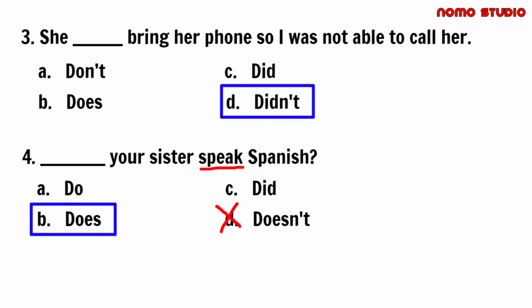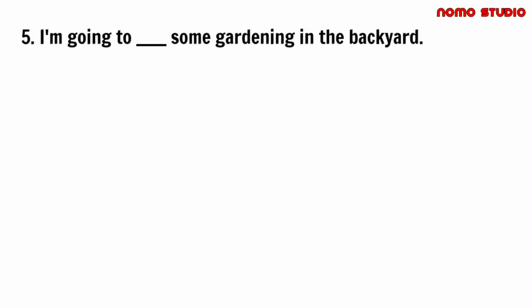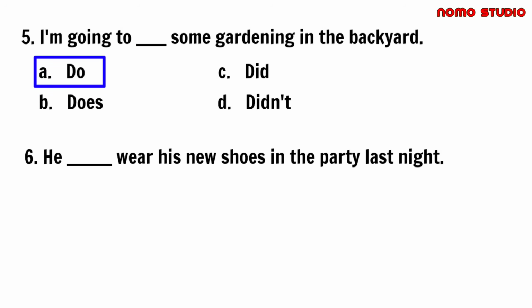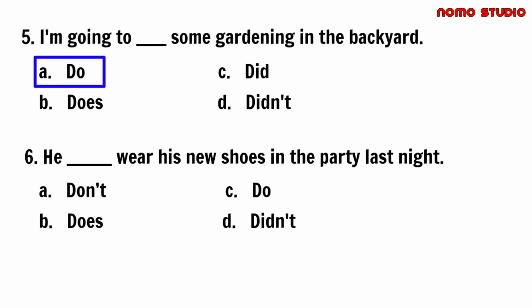And now let's proceed with question number 5. I'm going to blank some gardening in the backyard. Choose the letter that corresponds to your answer. In this sentence, we will use the verb do because it is used to indicate the action of doing something in the near future or in the nearest possible time. Because the phrase going to suggests future intent or plans. Question number 6. He blank wear his new shoes in the party last night. What do you think is the answer?